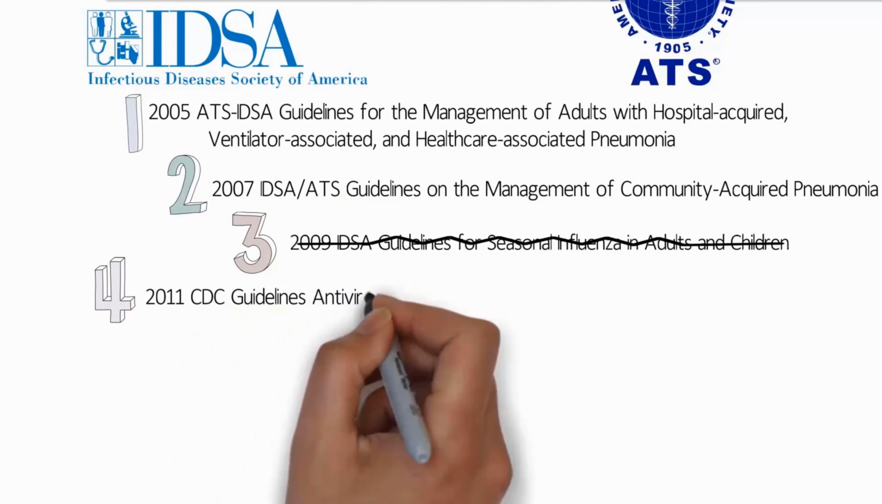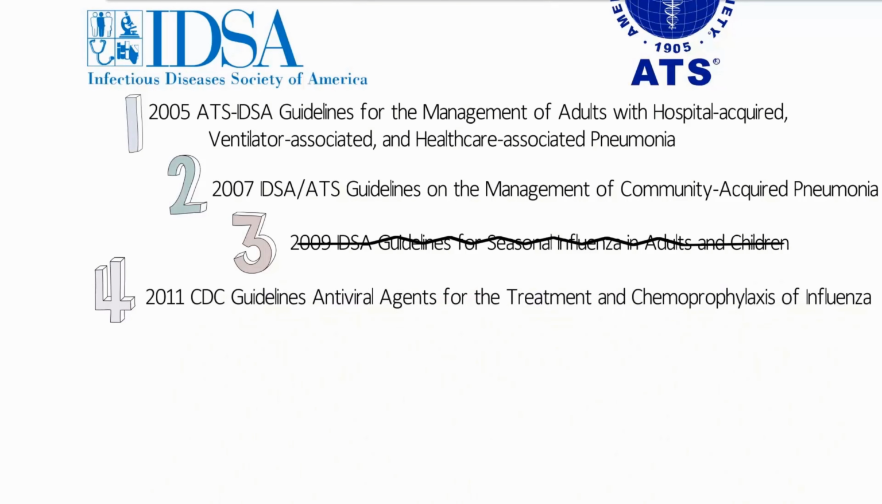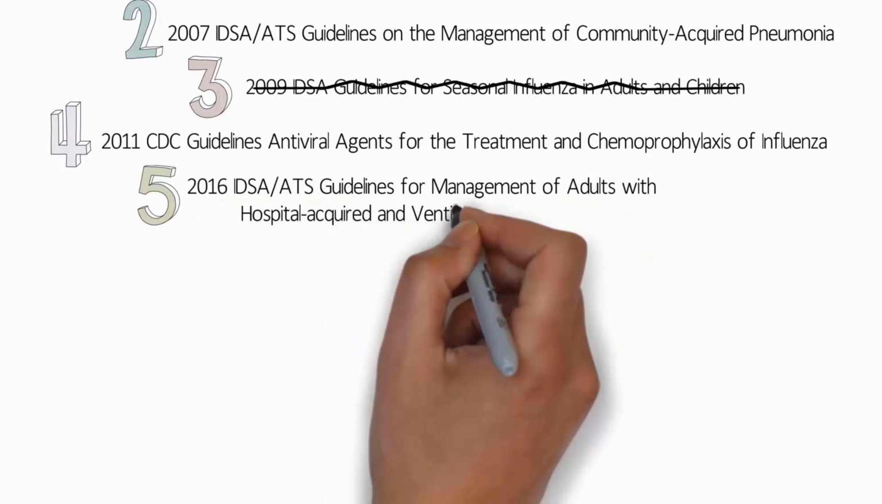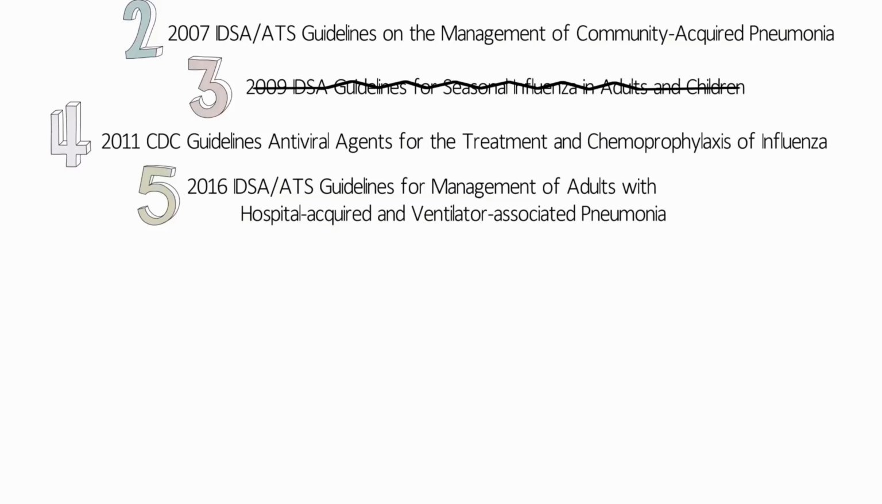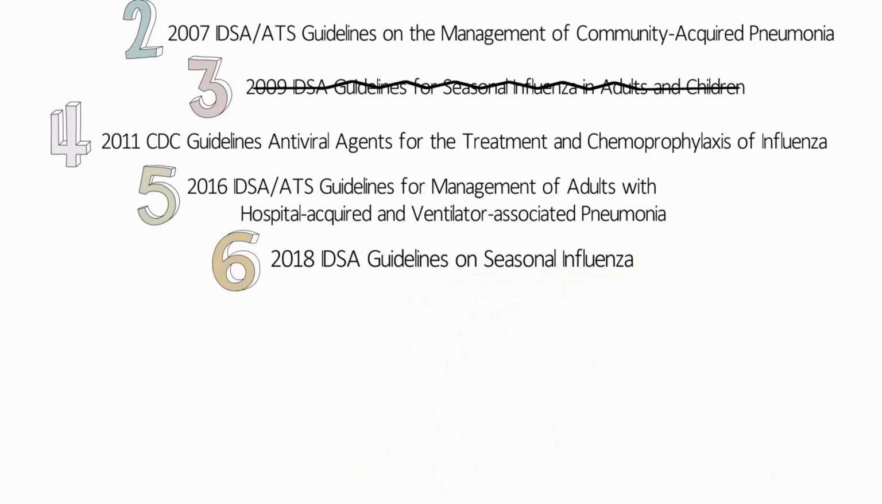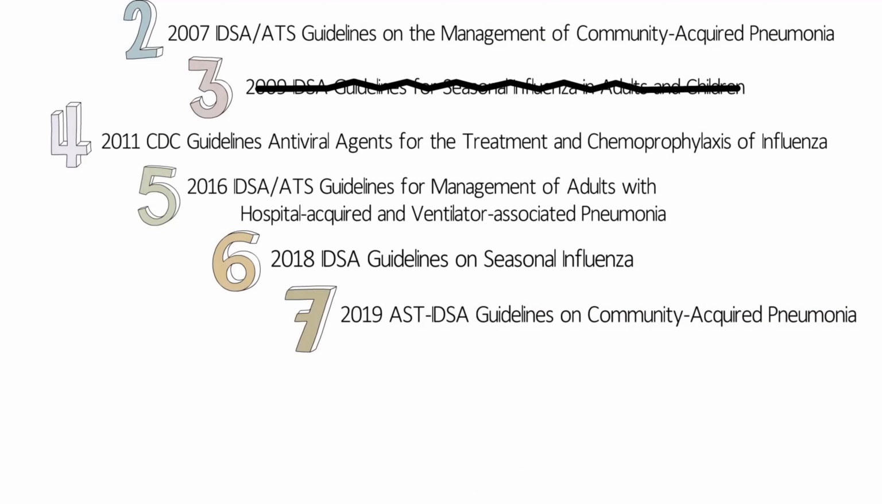Instead, we use the 2011 CDC guidelines for antiviral agents for the treatment and chemoprophylaxis of influenza. There's also the 2016 IDSA ATS guidelines for management of adults with hospital-acquired and ventilator-associated pneumonia. There is also the 2018 IDSA guidelines on seasonal influenza that was recently published. Now, in October of 2019, after 12 long years, IDSA and ATS together developed updated guidelines for community-acquired pneumonia, which borrows some components from the 2007 guidelines. We will discuss those shortly.